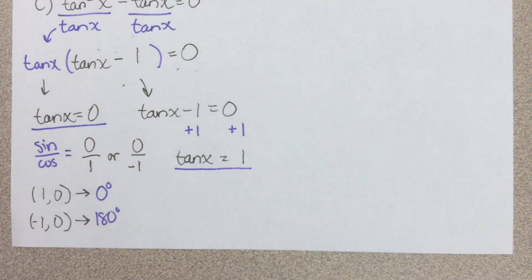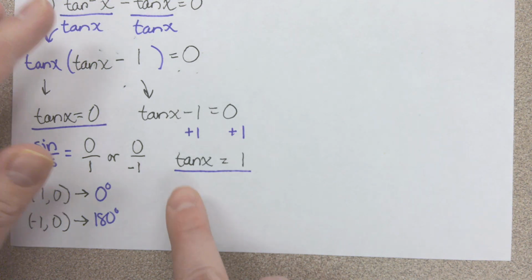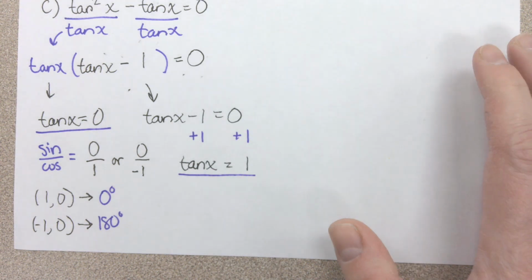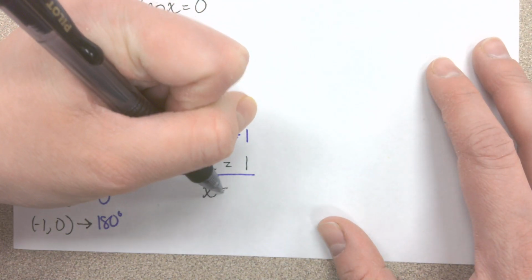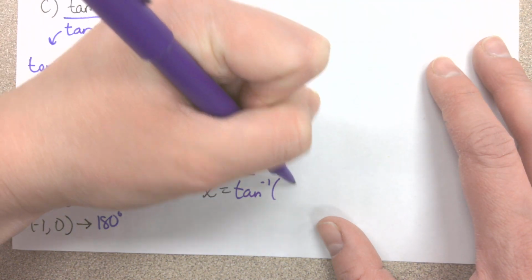So if you use the calculator, we talked about this back in semester 1 between Thanksgiving and Christmas. We spent time on this. Solving tangent of x equals 1 manually for x. That's x equals inverse tangent of 1.